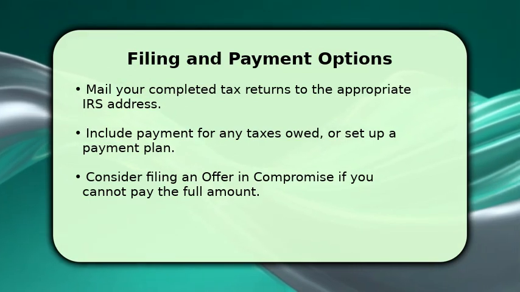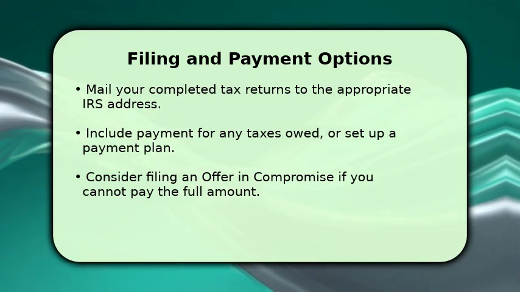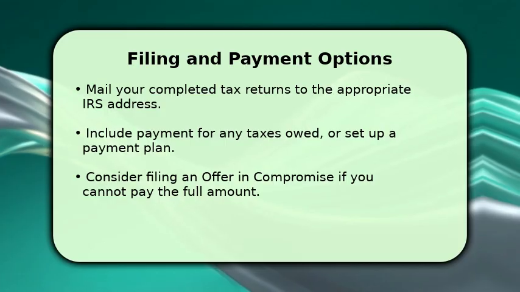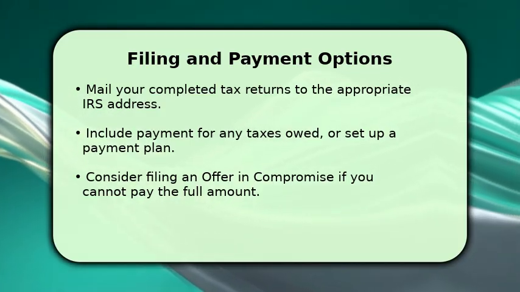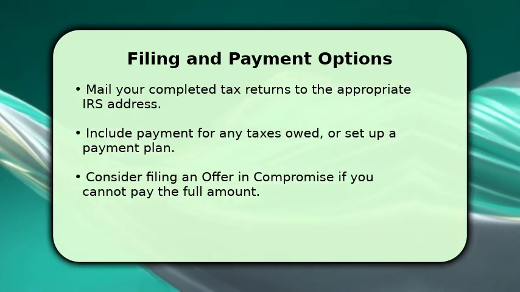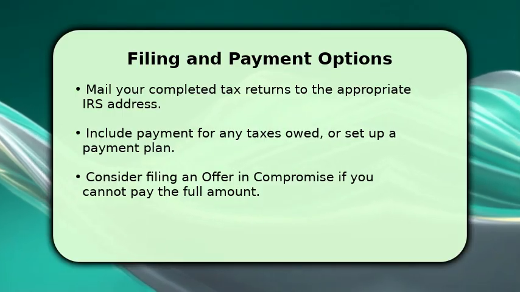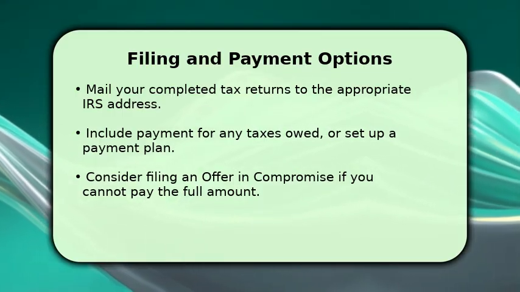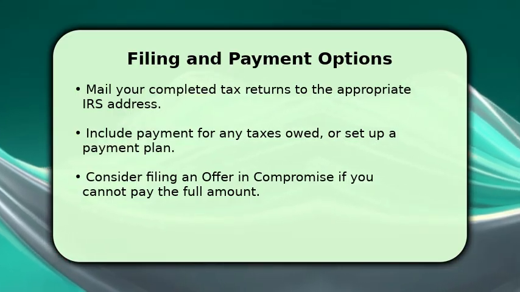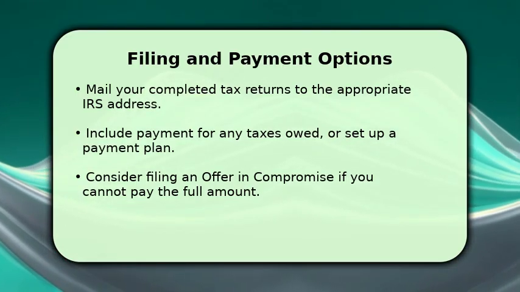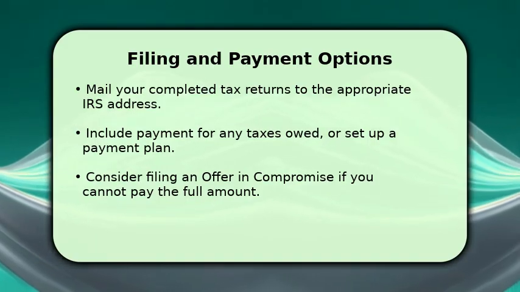With your returns prepared, the next step is filing them. Mail your completed tax returns to the correct IRS address for each period. If you owe taxes, include your payment with the return or explore setting up an installment agreement with the IRS. If you face significant financial hardship, you might consider an offer in compromise, which allows certain taxpayers to resolve their tax liability for a lower amount than what they originally owe.